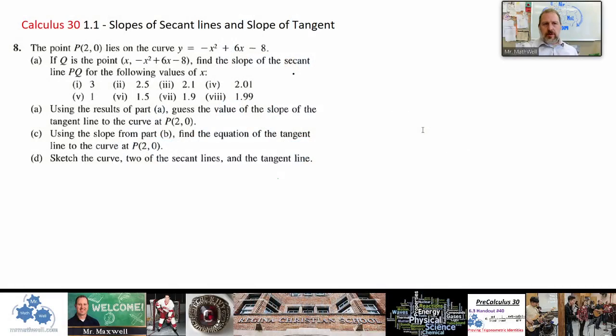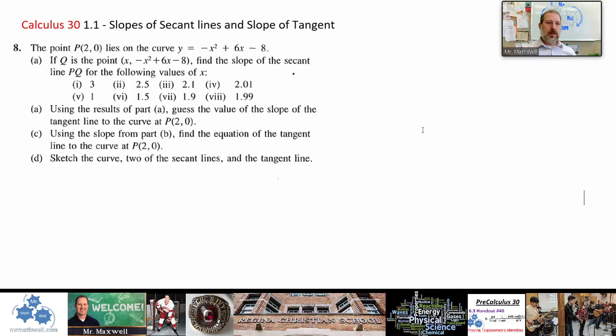All right, so in Calculus 30, we're going to study slopes of secant lines, and we're going to use the limits of those slopes as we bring 2 points closer and closer together to the point of tangency. We're going to use the limit of those slopes to approximate the slope of the tangent line. That's what 1.1 is all about here, okay?